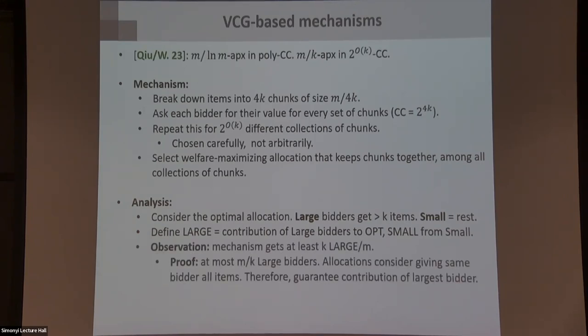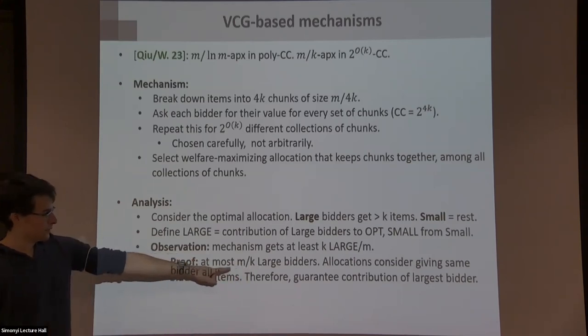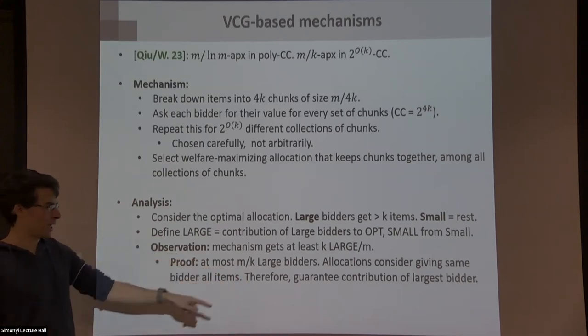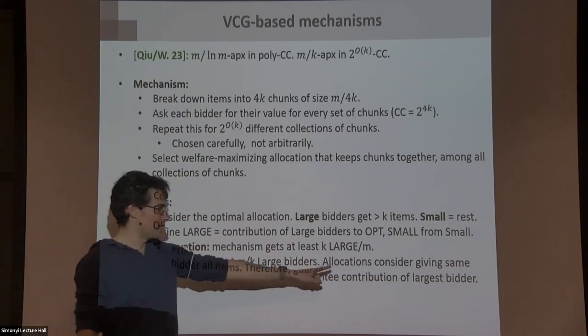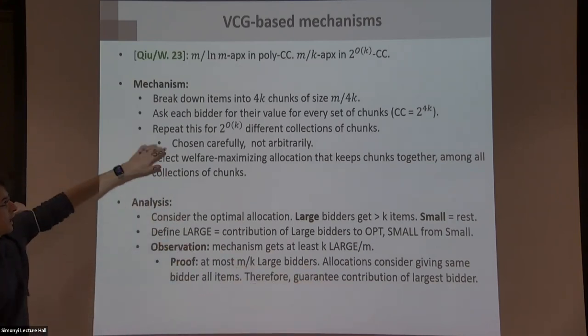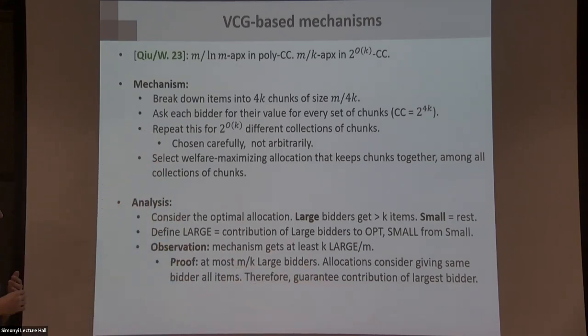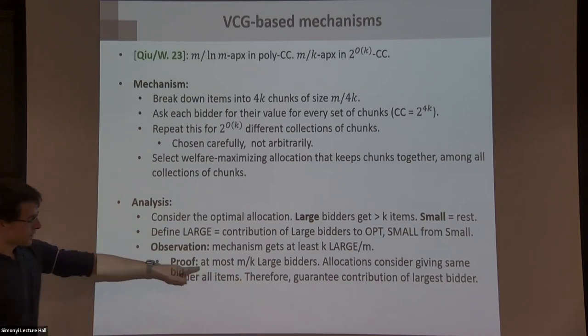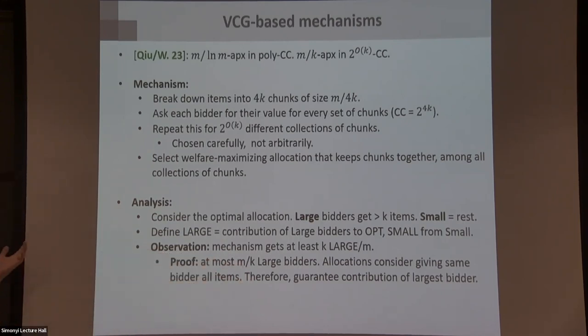Just like the proof I quickly said out loud, there aren't that many large bidders. There are at most M over K, because each of them consumes K items. All of these allocations do consider giving the same bidder all items, because I do ask each bidder for their value if they got all the chunks. That's an option. So whoever is the largest large bidder, I get their value. That gets me an M over K approximation to the contribution of the large bidders. So that's the easy part.